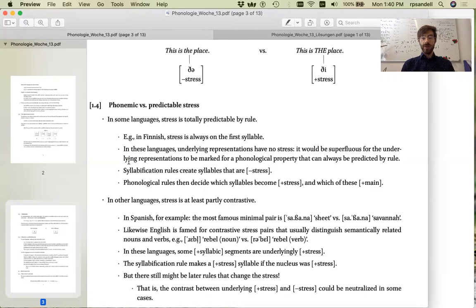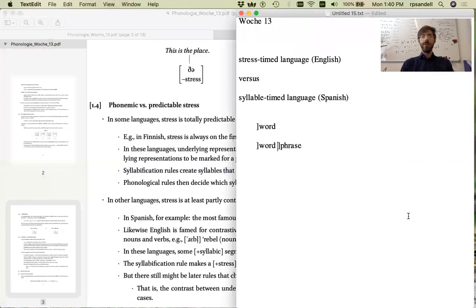So we would assume that in Finnish, syllabification rules create syllables, groupings of segments that are initially minus stress, and then a phonological rule decides which syllables become plus stress and which of the plus stress syllables are assigned the value plus main. So in this sense, we think of the feature values minus stress and minus main for syllables as being the default settings for stress for a syllable.